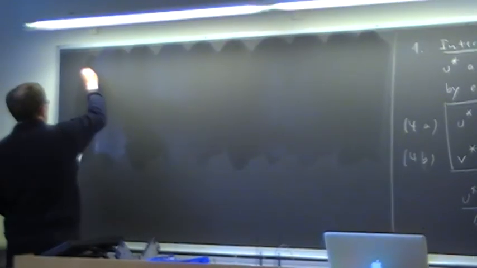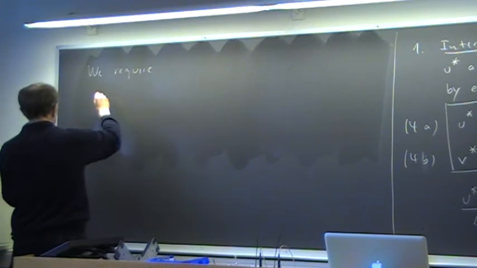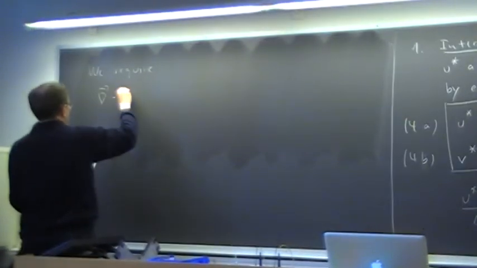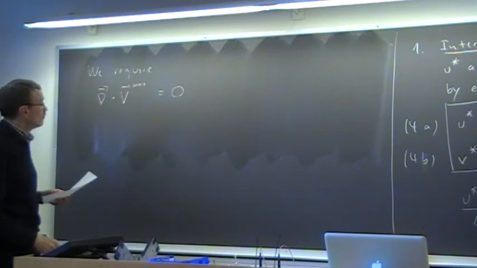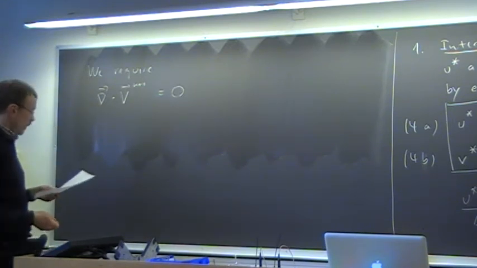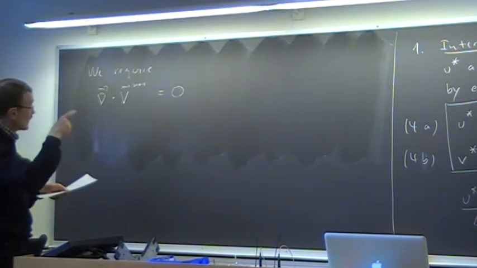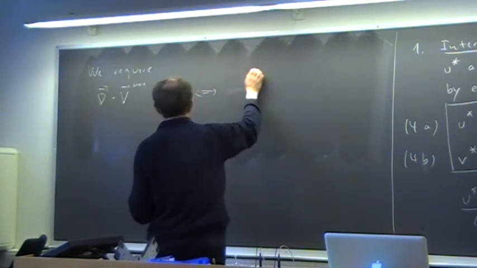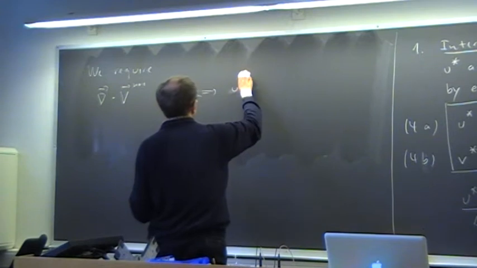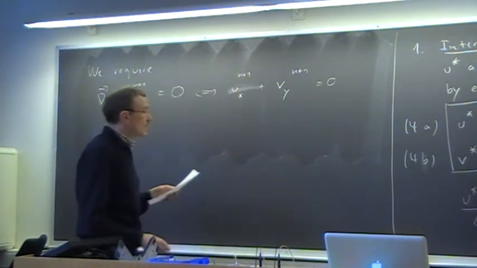So, let's see, we require that the divergence of the velocity at the new time level is 0. That is our condition. That is the continuity equation that we require. Now we insert our ansatz in here. This is equivalent to saying that we can write it in this form: u n plus 1 x plus v n plus 1 y is equal to 0. That is what we want to have.